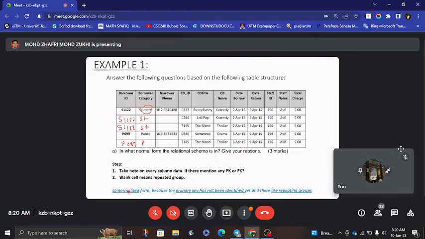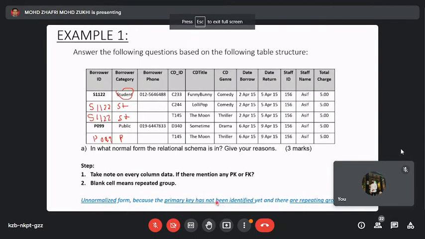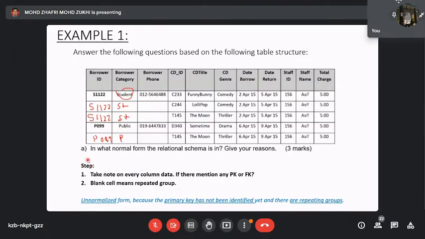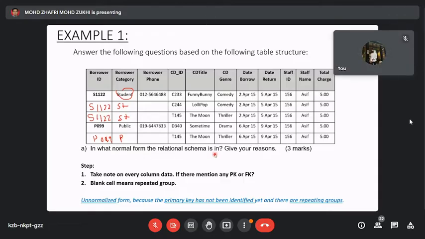The answer for A is unnormalized form, because the primary key has not been identified yet and there are repeating groups. Okay, so this is how you answer question A: in what normal form the relational schema is. Okay, so this is the answer.